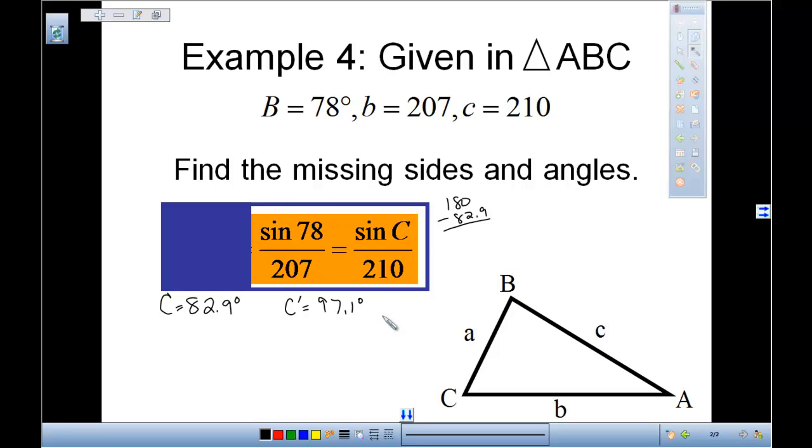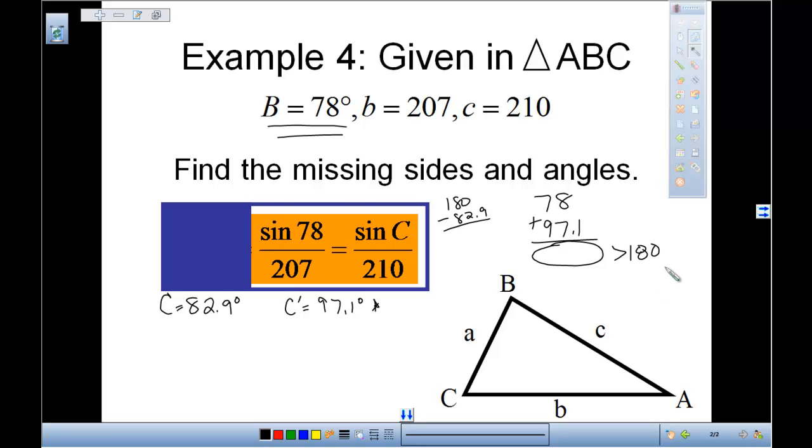Now, again, we right now assume there to be two solutions, but there's a possibility there could be only one. So how could we check? Well, let's take the angle we just found and say, is it possible to even find a third angle? Well, look at the angle that we had earlier, 78. Take the angle we just found, 97.1. When you add these two angles up, is this value greater than 180 or less than 180?